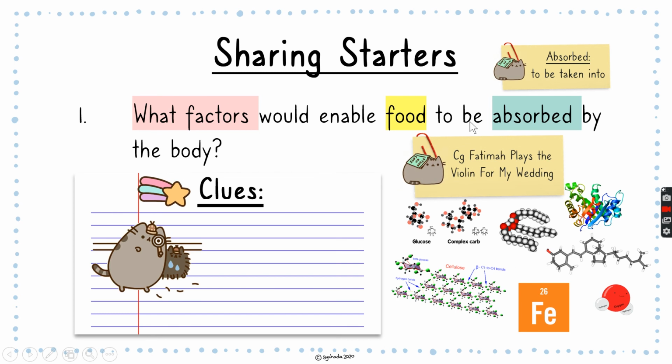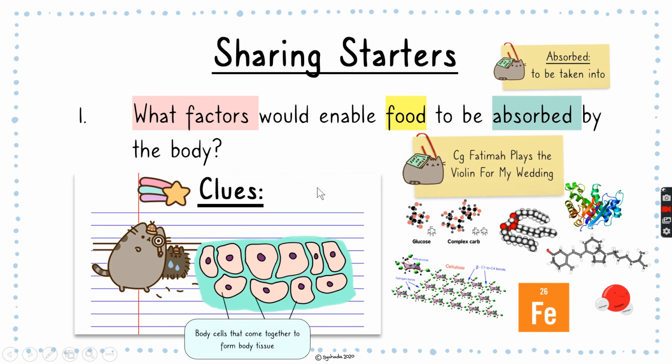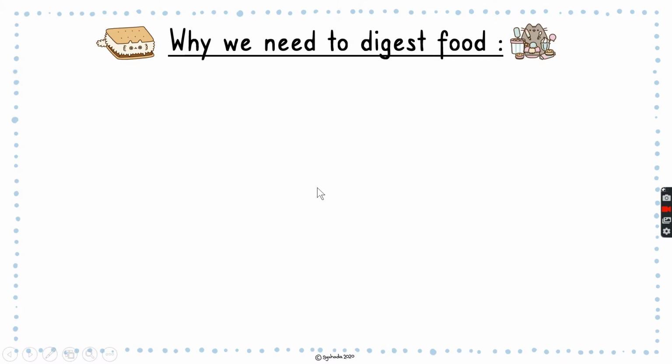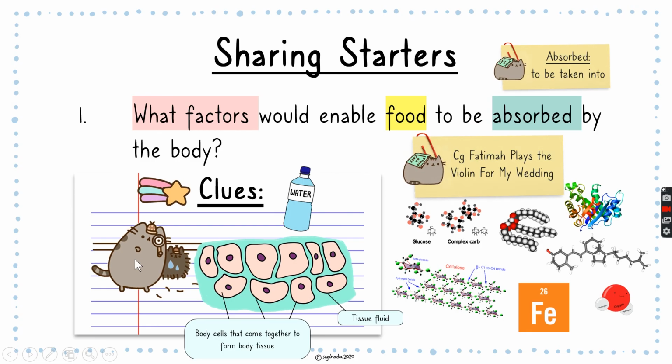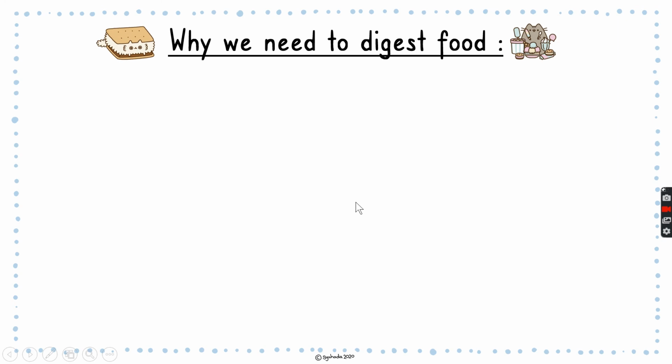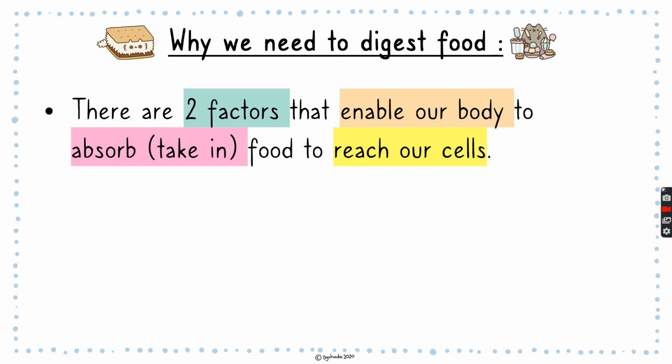So what factors enable the food to be absorbed? Here are the clues for it. So we have pushing right here, trying to use a magnifying glass. So what does that mean? The food is really small. It has to be really, really small. And surrounding your body tissues is tissue fluid, and this is mainly made up of water. So to get your food to your body cells, you need that food to be absorbed. And not just absorbed, but it needs to dissolve in water.